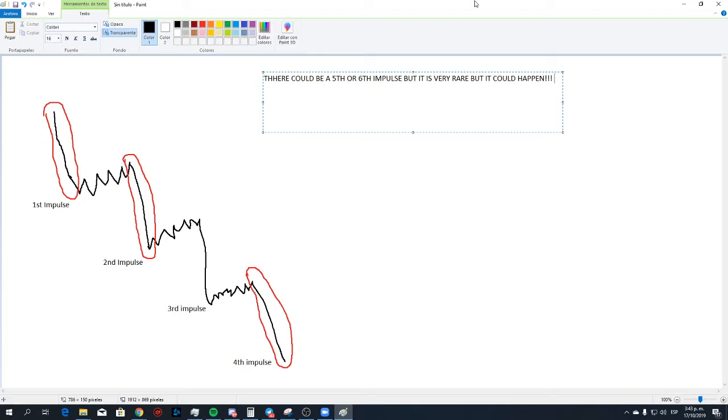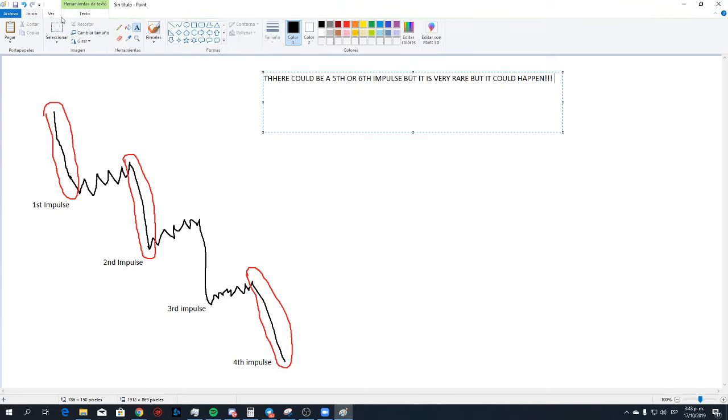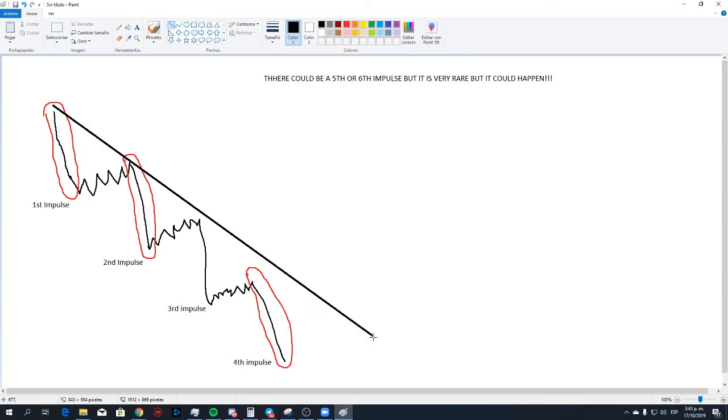Okay. So right now this is what we got on AUDJPY. We got these 4 impulses. I think there's 3 or 4, I will check in a few. And what did price do? If you see, this is our trend line. Let me see if we can draw a line here in Paint. Okay, this is our trend line, the AUDJPY trend line right now.